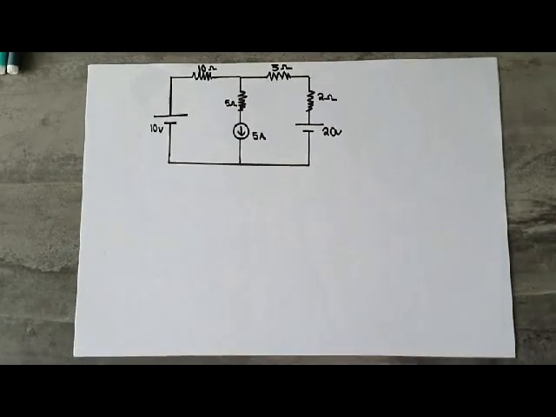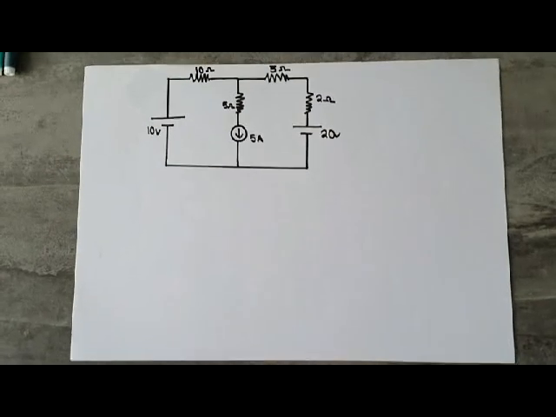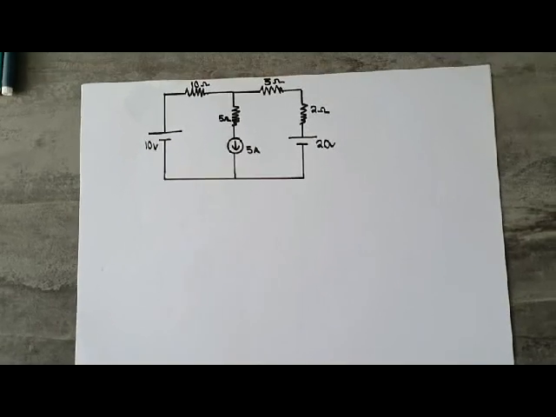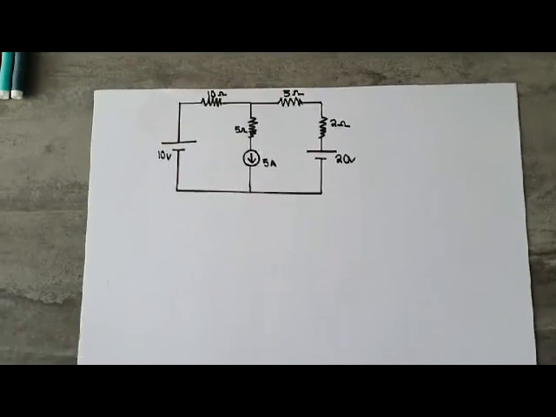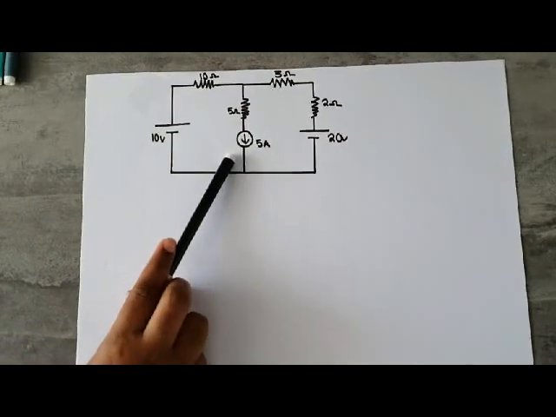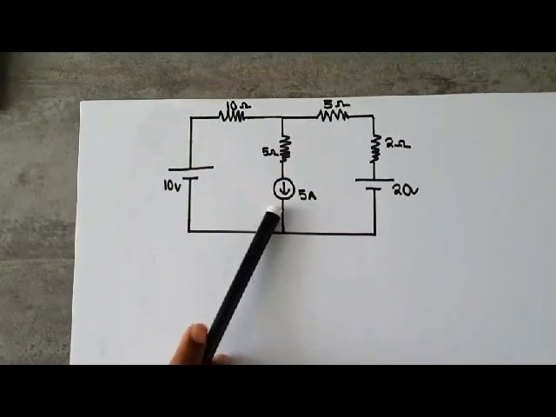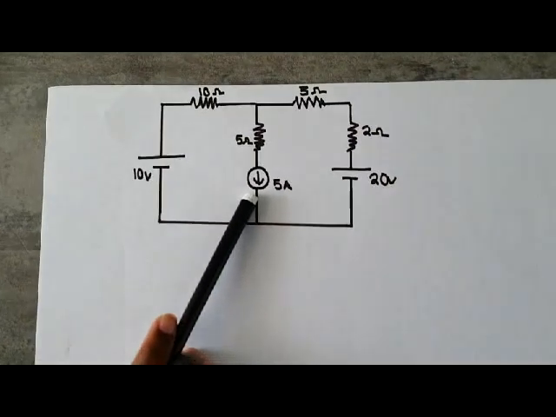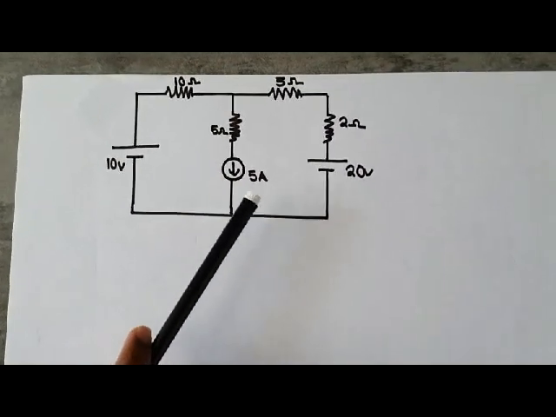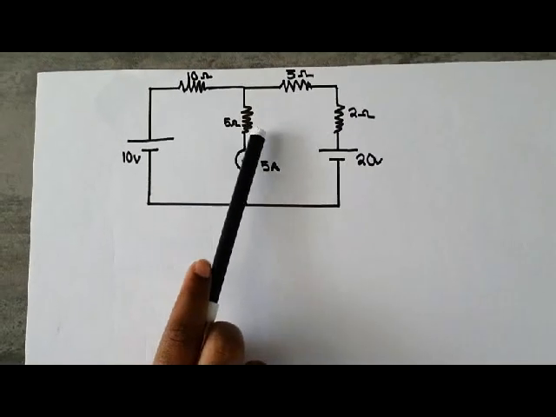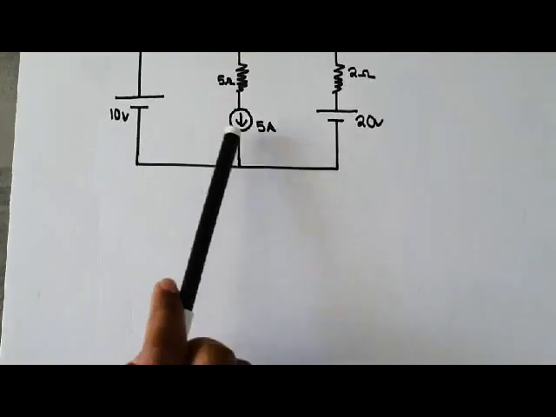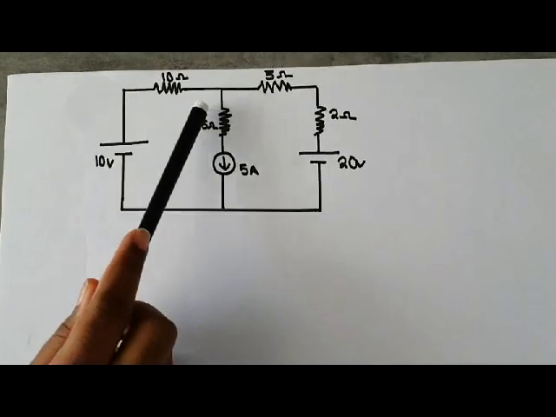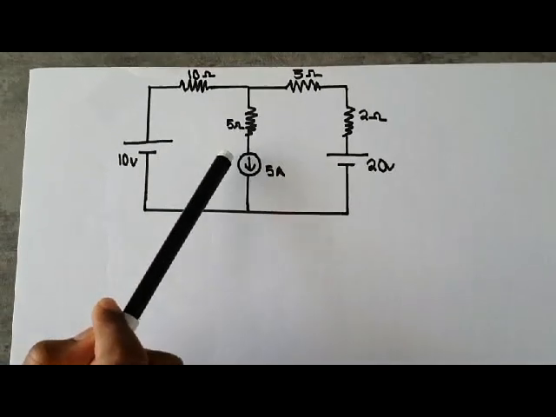In my last video, we saw how to convert a voltage source to a current source and a current source to a voltage source, and solve problems using that. Here I have a current source and two voltage sources, and in the last video I explained that a current source can be converted to a voltage source only when there is a parallel resistance. Here, with the current source there is no parallel resistance. There's a series resistance, a 5 ohm series resistance.